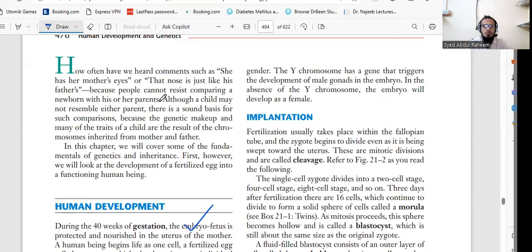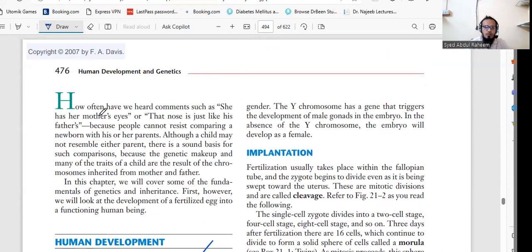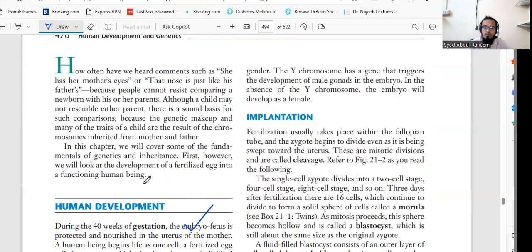So let's talk about how often have we heard comments such as she has her mother's eyes or that nose is just like his father's? Because people cannot resist comparing a newborn with his or her parents. Although a child may not resemble either parent, there is a sound basis for some comparisons because the genetic makeup and many of the traits of a child are the result of the chromosomes inherited from mother and father. So we will talk about fundamentals of genetics and inheritance.